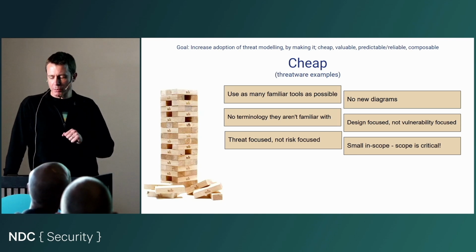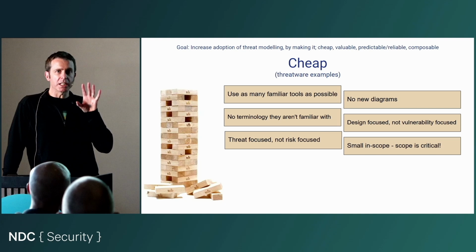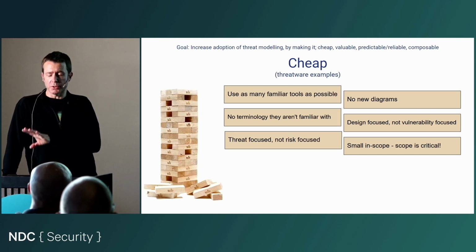The bigger the scope of a threat model, the more complicated it becomes. This is what I would say. And so the process here really encourages many small threat models over a few large ones.